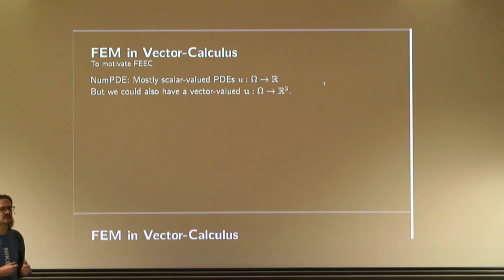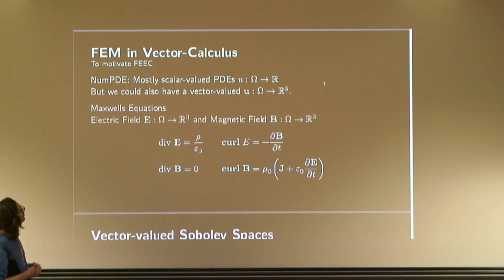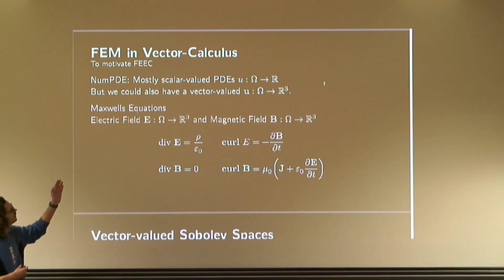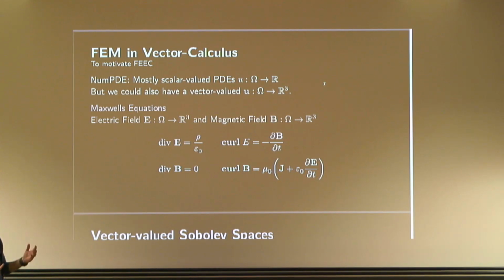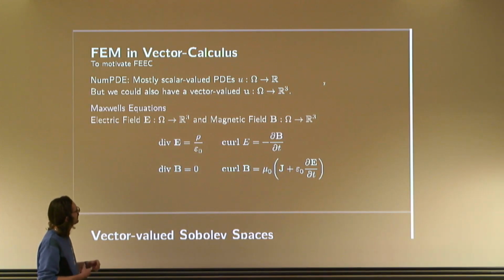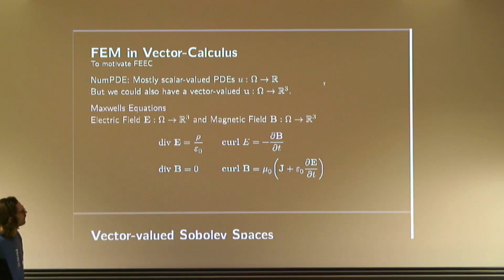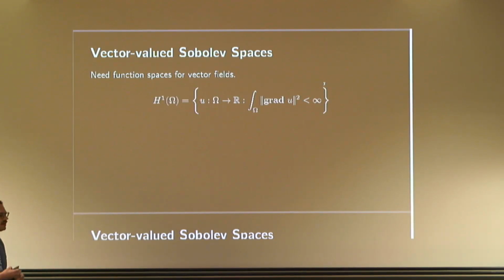Now, to motivate how to do finite element exterior calculus, we first need to look at FEM in vector calculus. So in non-PDE, we mostly only looked at scalar-valued PDEs, where our solutions were scalar fields. But instead, we could also have vector-valued solutions, and then these would be vector fields as solutions. And a good motivation for this are Maxwell's equations, where we have an electric field and a magnetic field. And here the equations don't involve the gradient, but instead the other derivatives of vector calculus, the divergence and the curl.